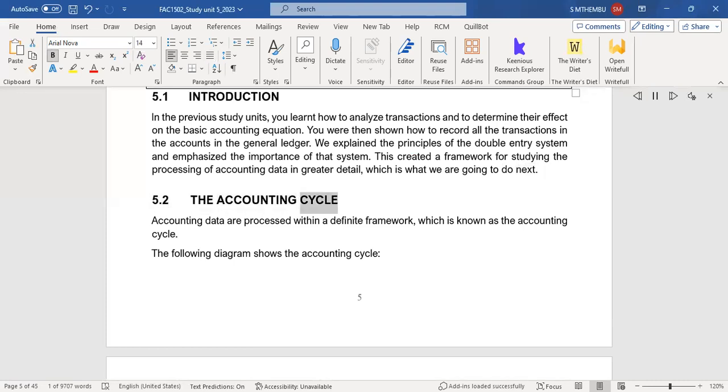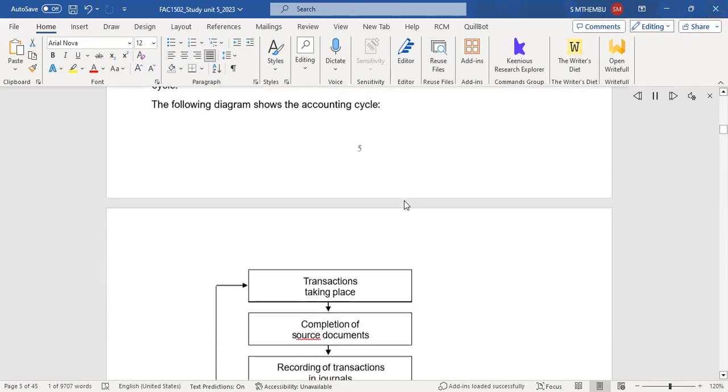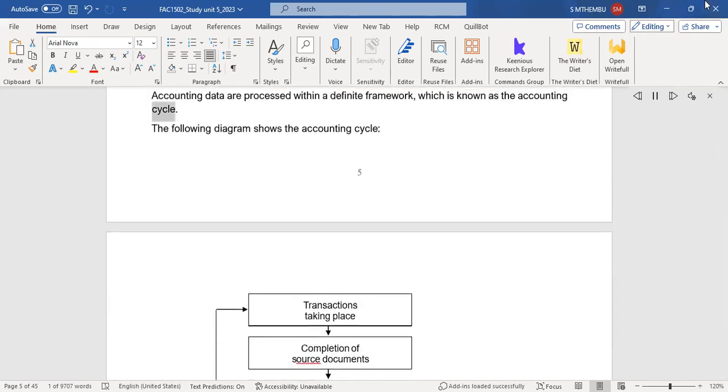5.2 The accounting cycle. Accounting data are processed within a definite framework, which is known as the accounting cycle. The following diagram shows the accounting cycle.